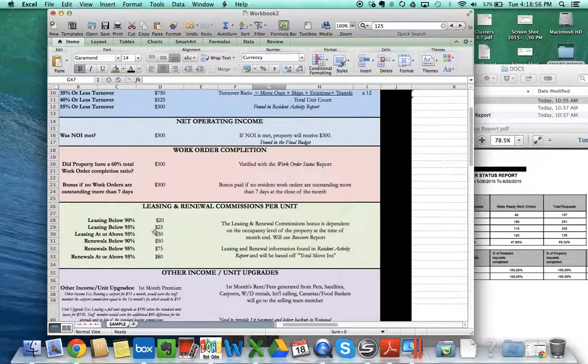Coming back to our worksheet, if a property is not at 95 but above 90, they'll be right in this tier right here, which is exactly where this property is. Now we need to figure out how many move-ins and how many renewals this property had for the month. In order to do so, we're going to be looking again at our resident activity report.